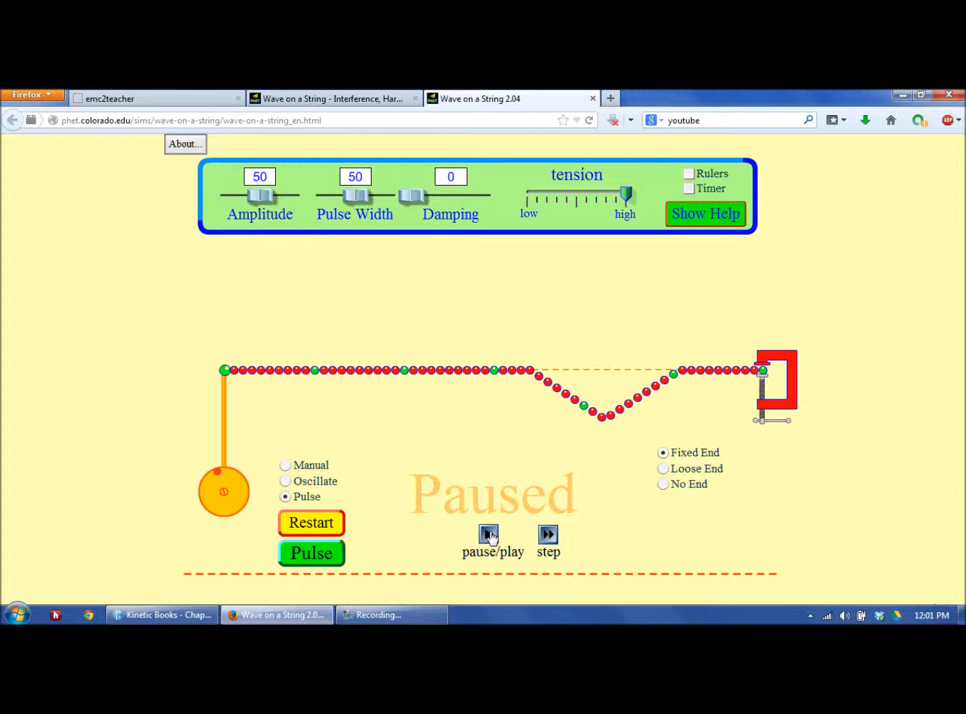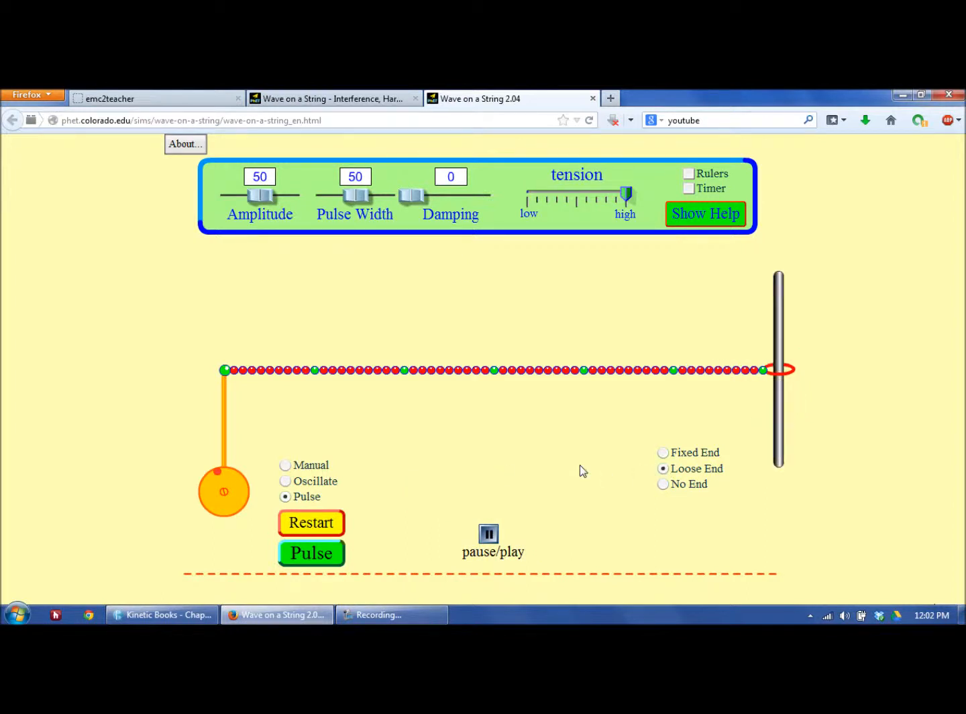Now we're using a transverse wave, but we could do this also with a longitudinal wave and we'd see the same thing. As we hit the other end, that's another fixed end, so you can see it just keeps flipping back and forth. If we reset this, now rather than a fixed end, we have a loose end.